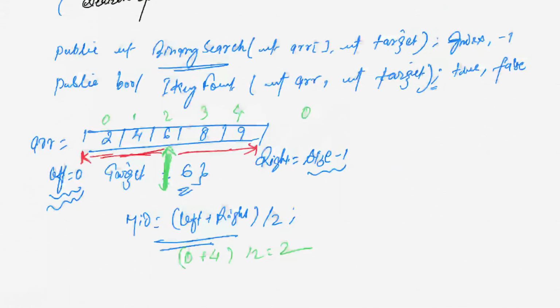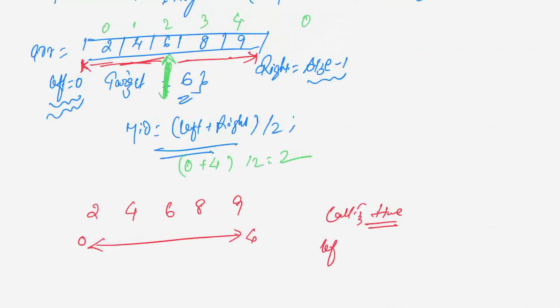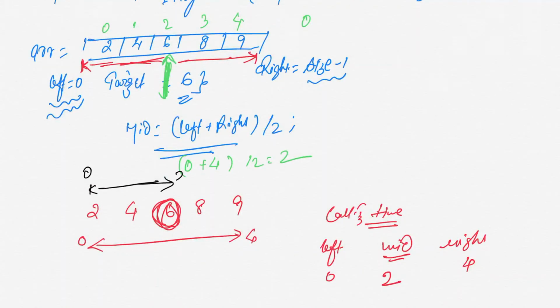Suppose in this scenario, 2, 4, 6, 8, 9, with 0 to 4, this is your first call. You have the left, the right and the mid, and your mid is 2, and the element there is 6. If you are trying to search 4, in this case your search lies between 0 and 2.